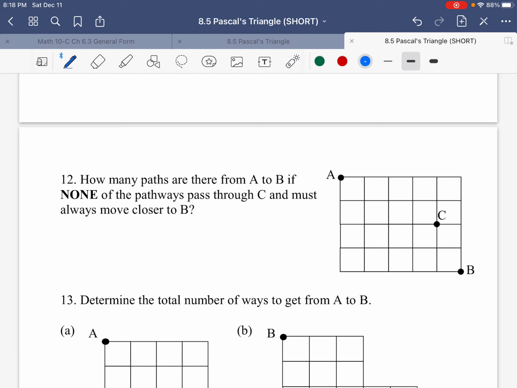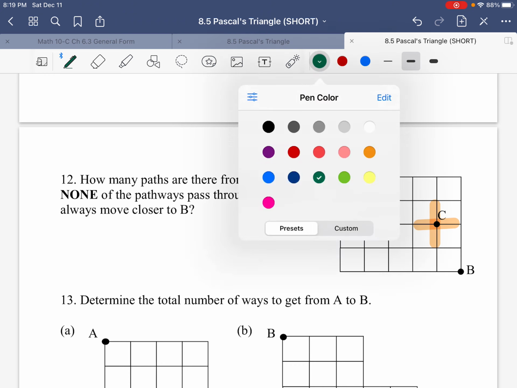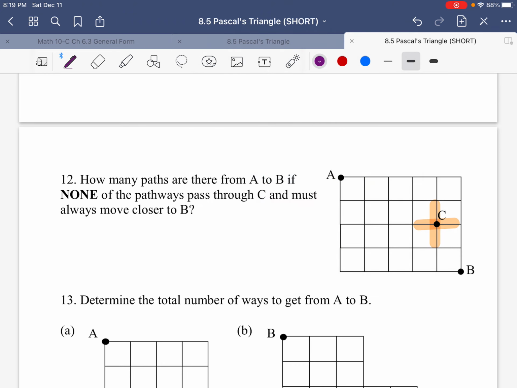Okay? Now, the other version of the trick is this. How many paths are there from A to B if none of the pathways pass through C? Must always move closer to B. That is, this doesn't exist and this doesn't exist. You cannot use this. So what do we do? I'm going to change colors because I feel like it.